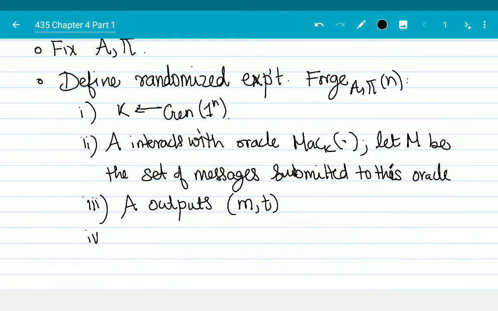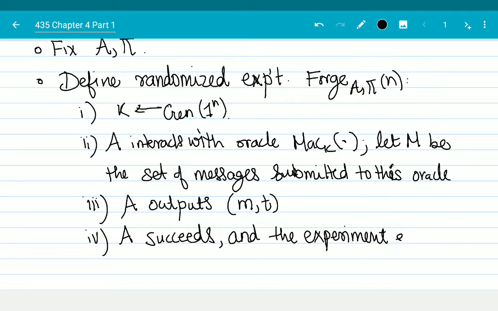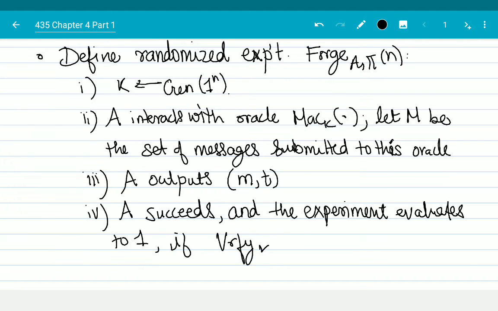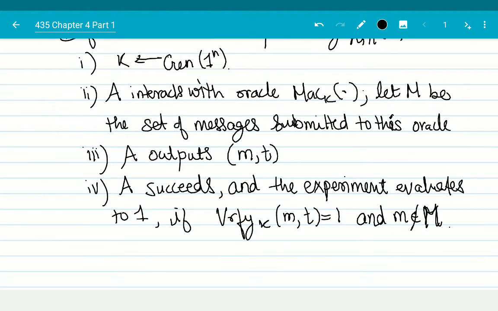A succeeds and the experiment evaluates to 1 if Verify K of M comma T is equal to 1 and M was not something that was fed to the Oracle. All the messages that are fed to the Oracle, there is a known code, right? We only want to know whether, from the code, the person can forge another message.